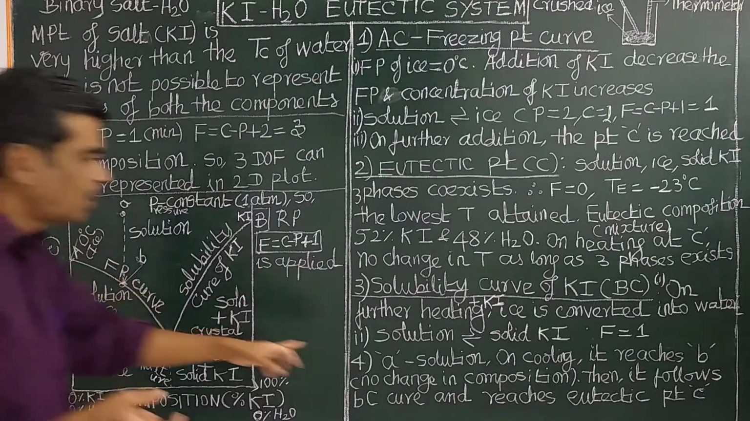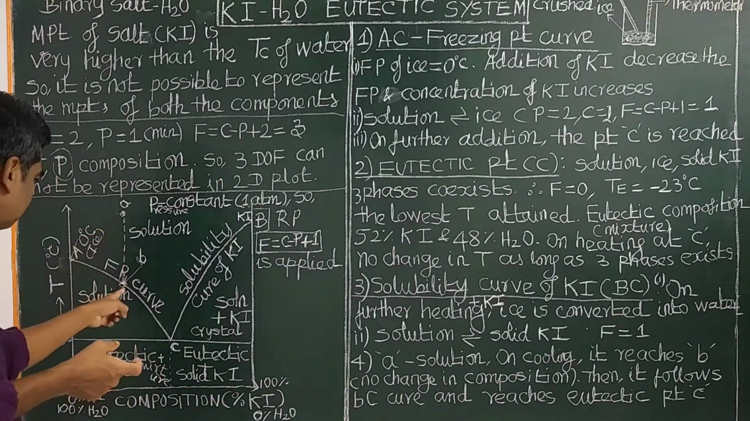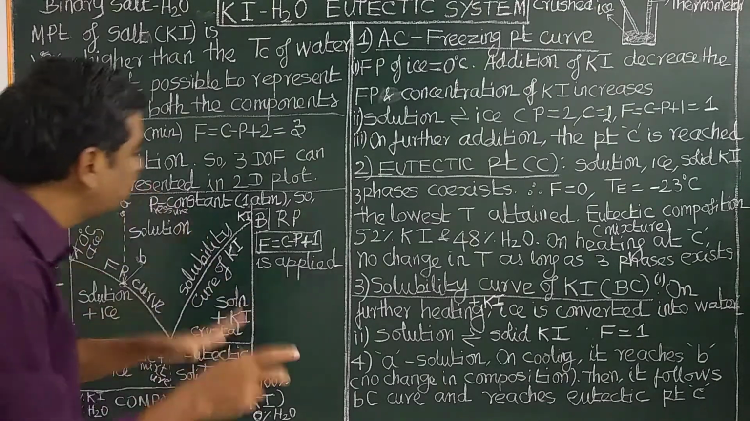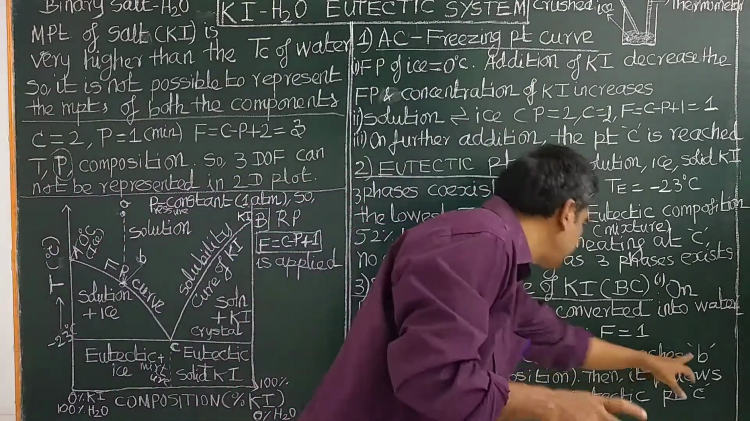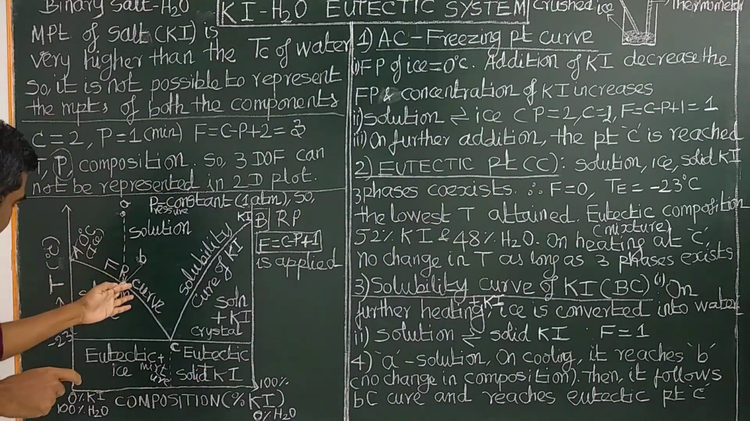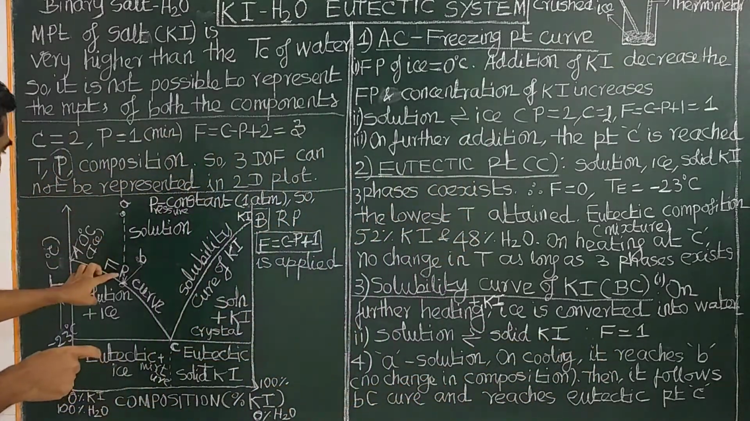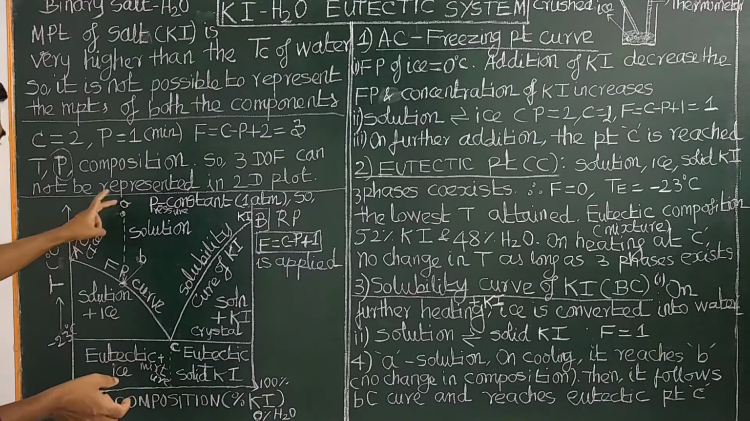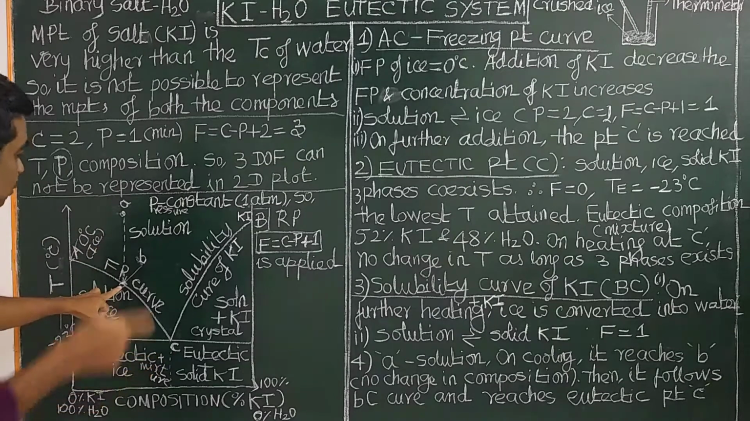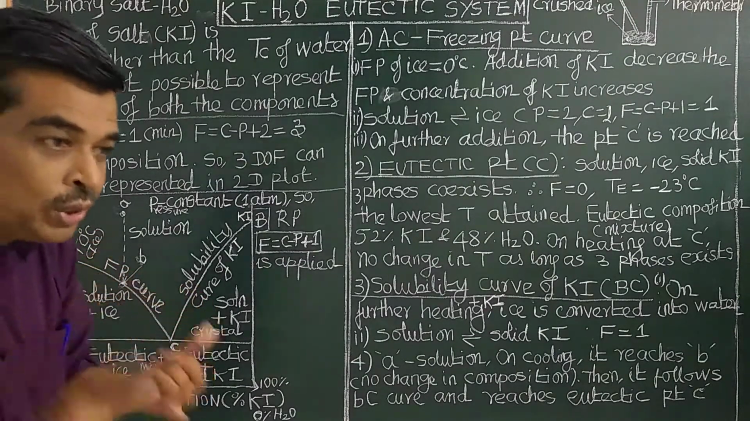On cooling, temperature decreases, and it reaches point B. There is no change in composition. A and B have the same composition. They will ask in competitive examinations: A and B have the same composition, but A is bivariant and B is univariant because it is along the curve. It is on the curve, therefore it is univariant.